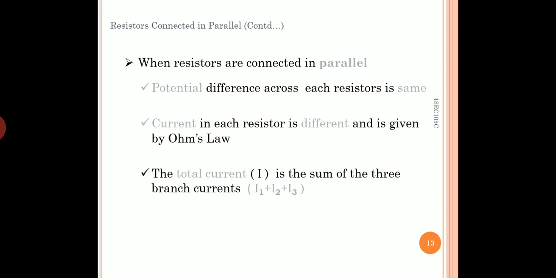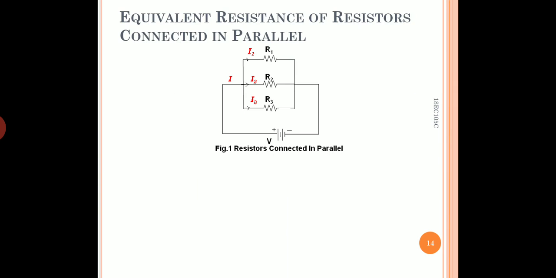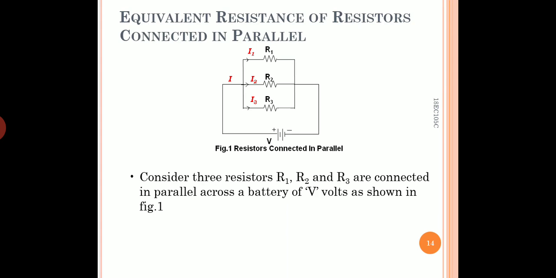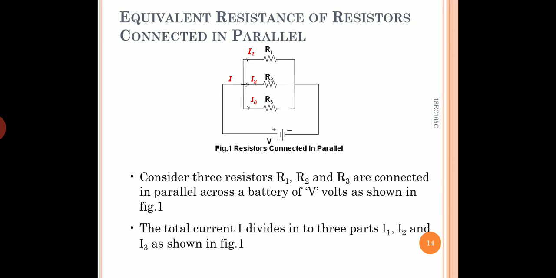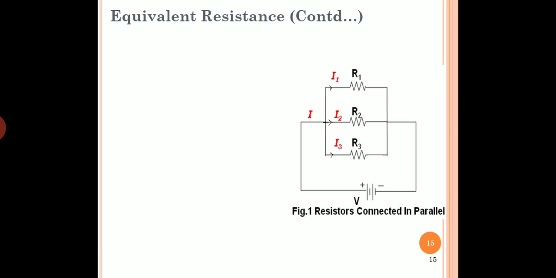Let us now derive the equivalent resistance of the resistors which are connected in parallel. So we are looking into the derivation of the equation for equivalent resistance. Consider the three resistors R1, R2, R3 connected in parallel across a battery of V volts. The total current I divides into three parts, I1, I2 and I3. So the voltage across each resistor is the same.